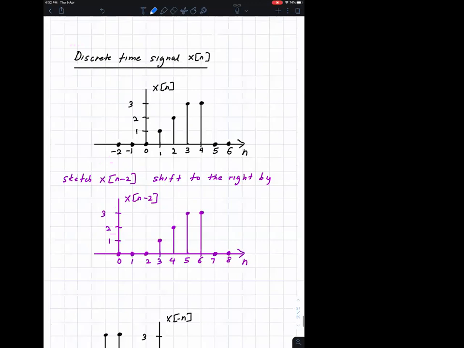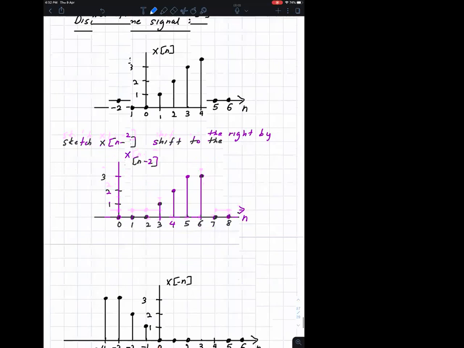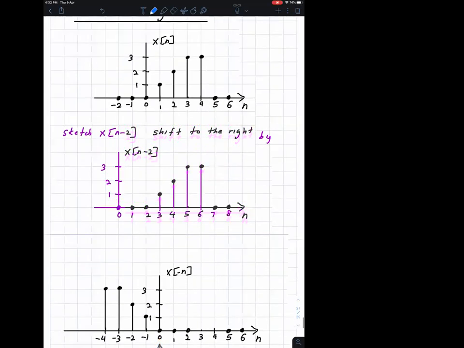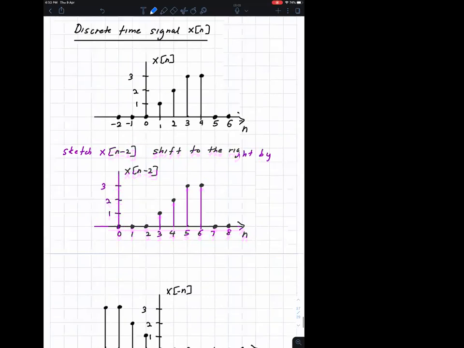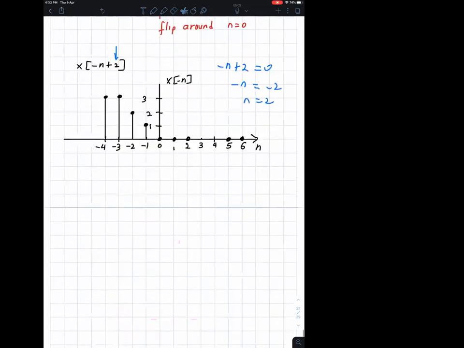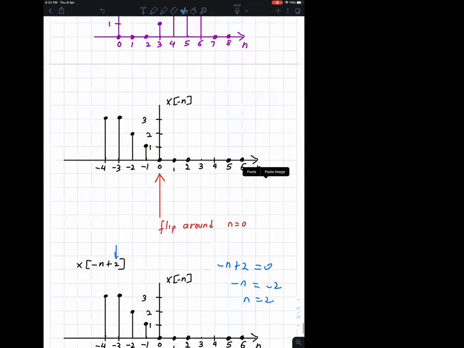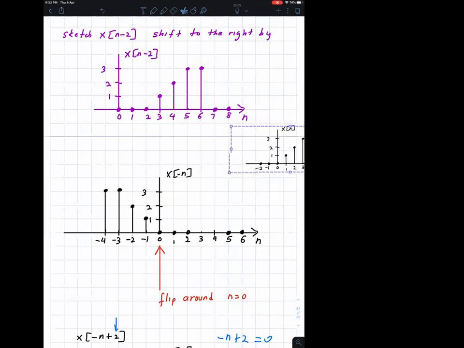Okay, let me do this again. I think we have made a mistake here. Let me go and fix this first. This is x of n, right? Okay. This is x of n, and then let's make minus n first. If you look at this, let me copy this over. Put it here, around here for reference.